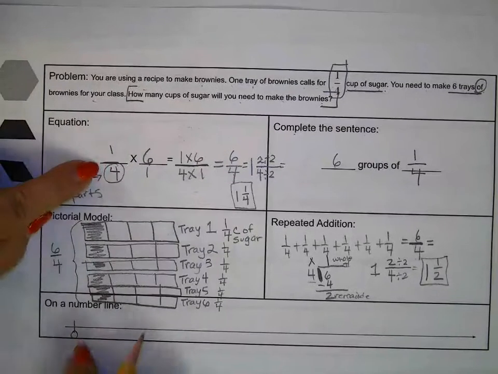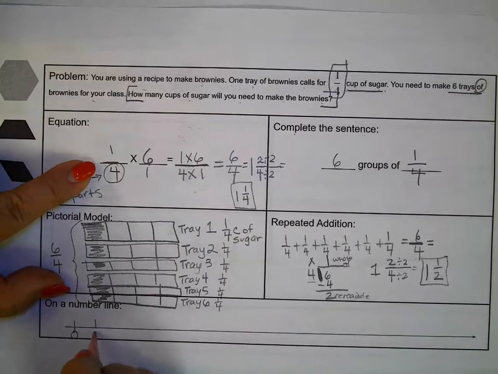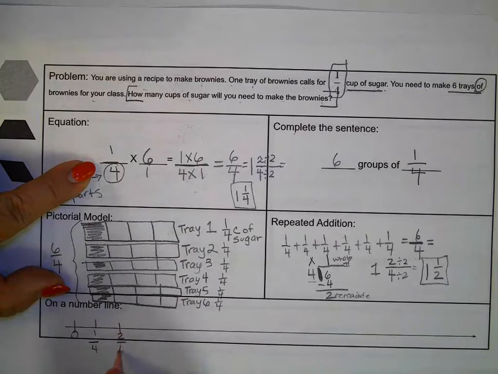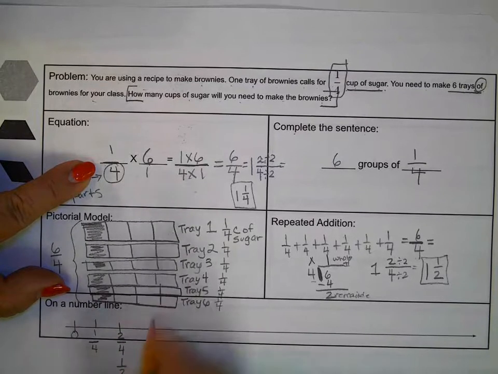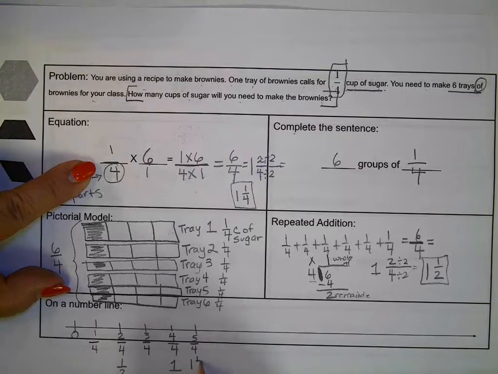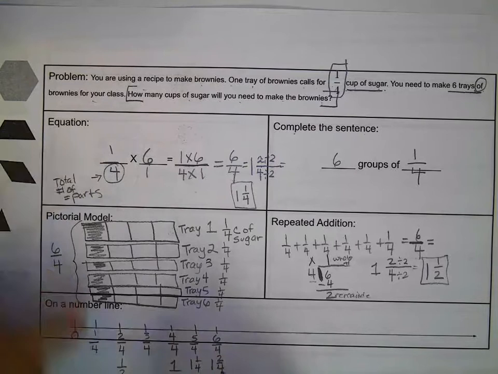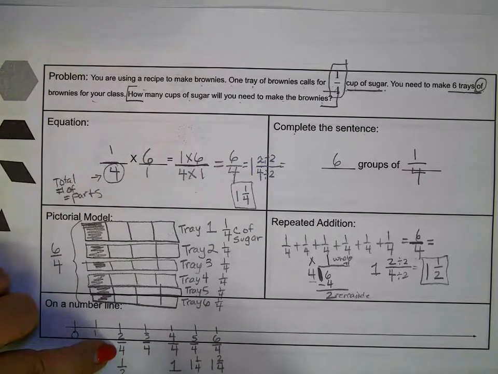I'm going to skip count by fourths. So this is 1/4, 2/4, which is the same as 1/2, 3/4, 4/4, which is the same as 1 whole, and this is 5/4, which is the same as 1 and 1/4, 6/4, which is the same as 1 and 2/4, or 1 and 1/2.